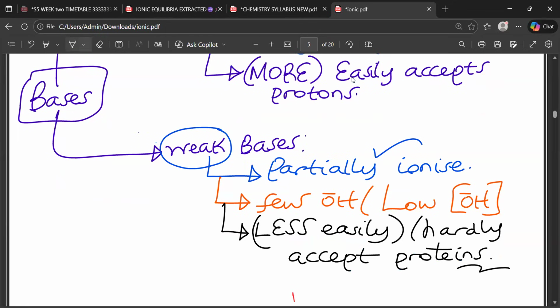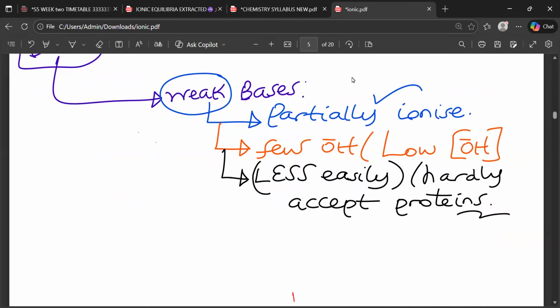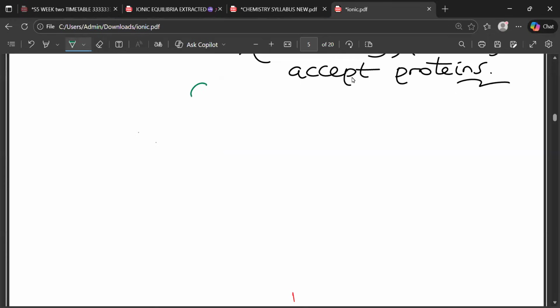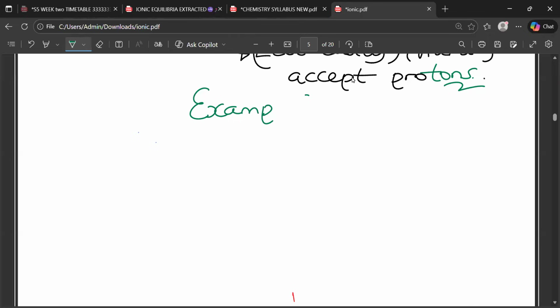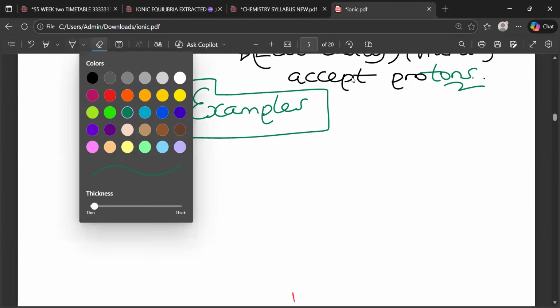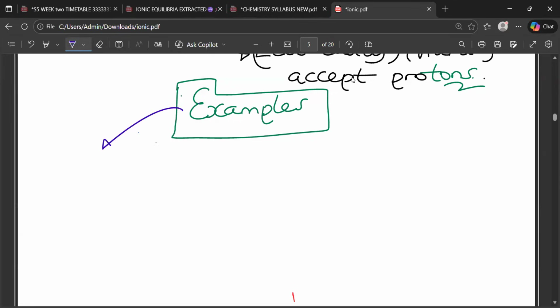Now you come with the examples. Examples are the hardest, and they're the ones I'm scared of most. But I'm going to first give people a chance. Thank you, Judith. I don't know why I was writing proteins instead of protons. So, I want someone who's going to give me examples of strong acids.